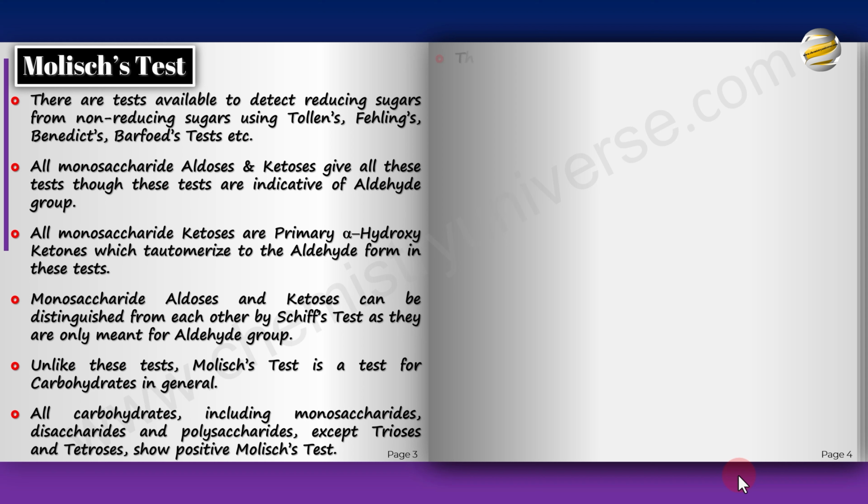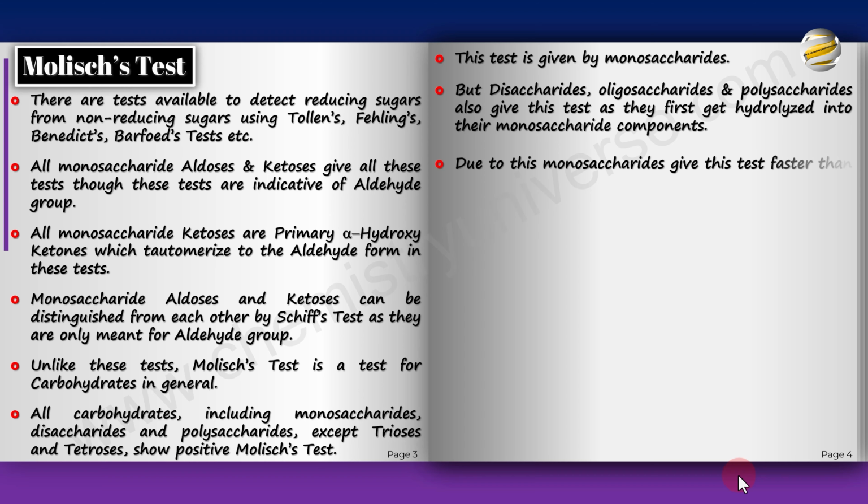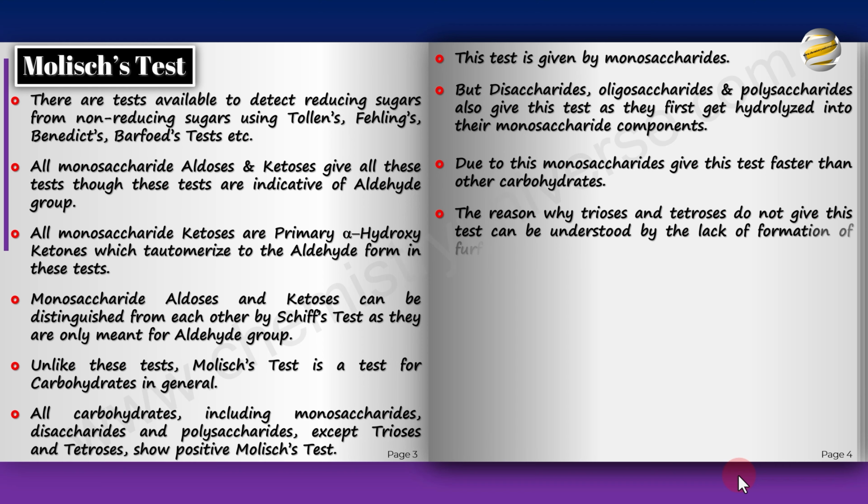Now, ideally, this test is only given by monosaccharides. But since you have disaccharides, oligosaccharides, and polysaccharides in the hemiacetal form, they will first hydrolyze to the monosaccharide units, and that monosaccharide unit would give this test. Due to this, the monosaccharides tend to give this test faster. The reason why trioses and tetroses do not give this test can be understood by the lack of formation of furfural, which is a cyclic 5-membered ring compound formed when monosaccharides react with acid.